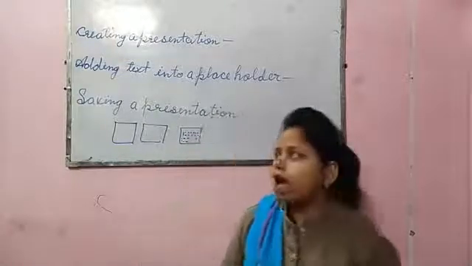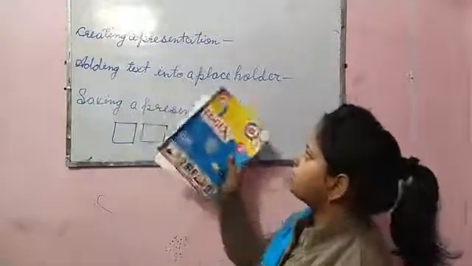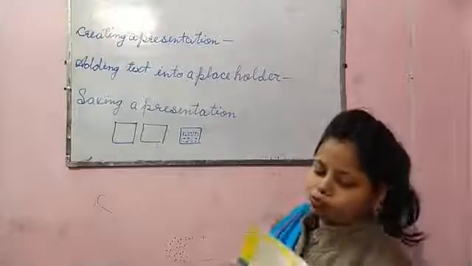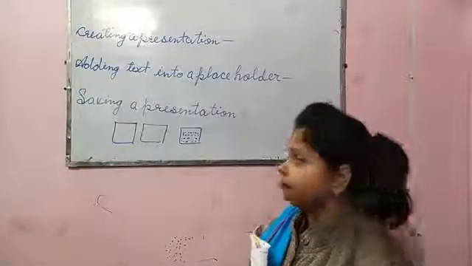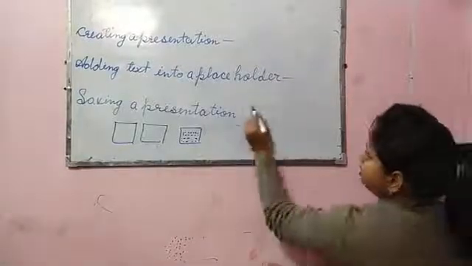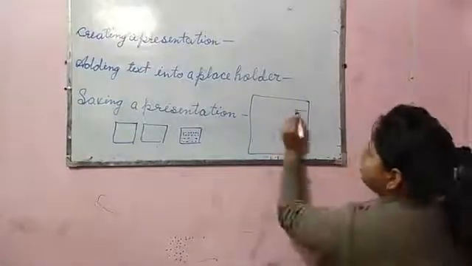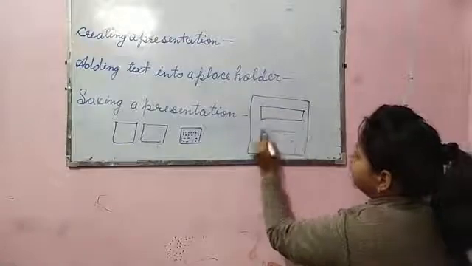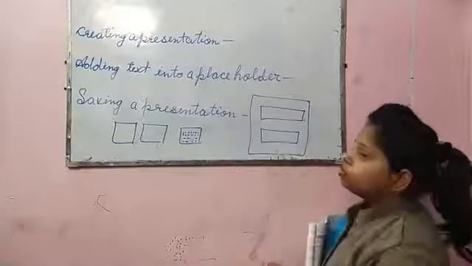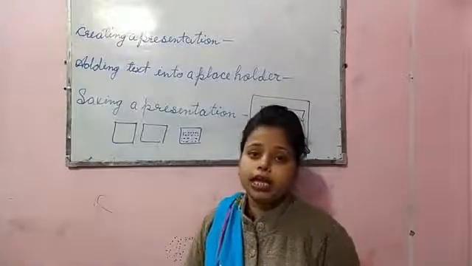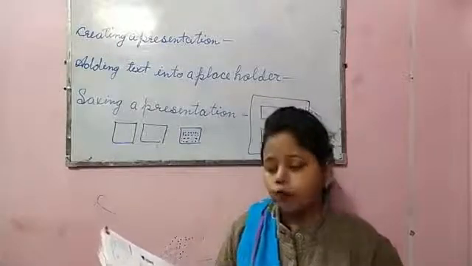Now next is adding text into a placeholder. Students, this is our slide. Here is a placeholder added for the title and the subtitle. So what will we do for adding the text here? Here are the steps, so you have to follow this.